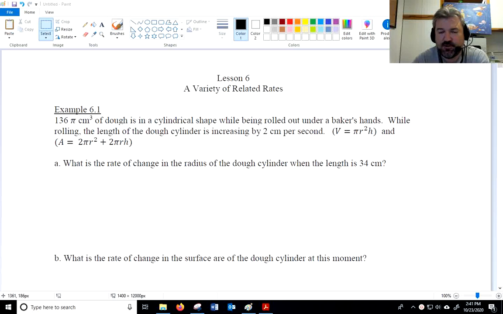We are in Unit 4, which is all about advanced differentiation techniques. For the last couple lessons, we focused on two styles of related rate problems. This time, we're going to look at a variety of them in this lesson, so we'll see a nice mix of all the different types that we've talked about. Let's start with an example problem.